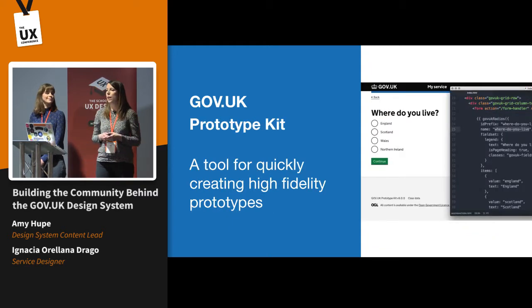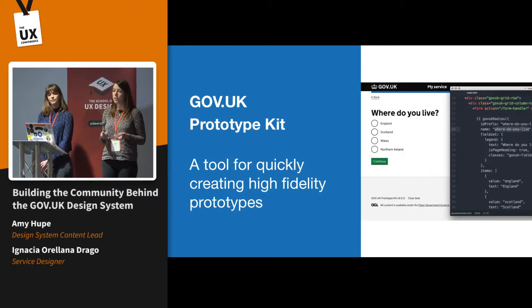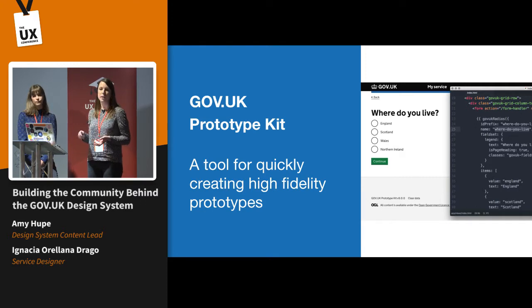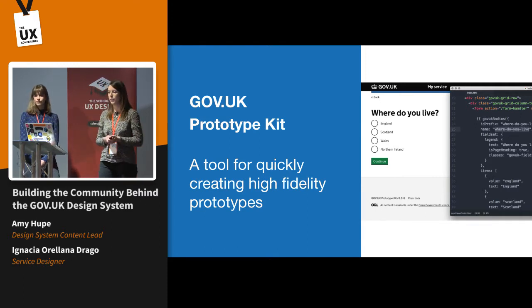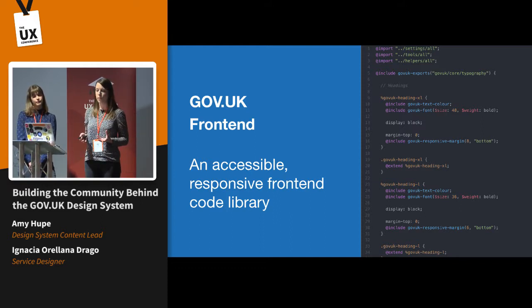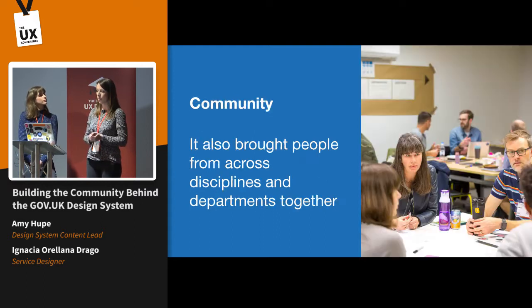Then there's also the GovUK Prototype Kit, which is a prototyping tool that allows designers to make high-fidelity working prototypes that they can try out in user research before they take things into production. And finally, there's GovUK Frontend, which is an accessible, responsive front-end framework that developers can use to build government services.